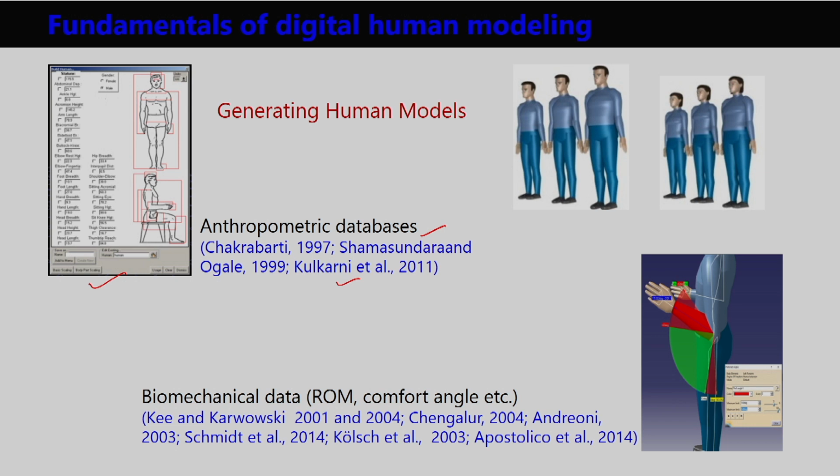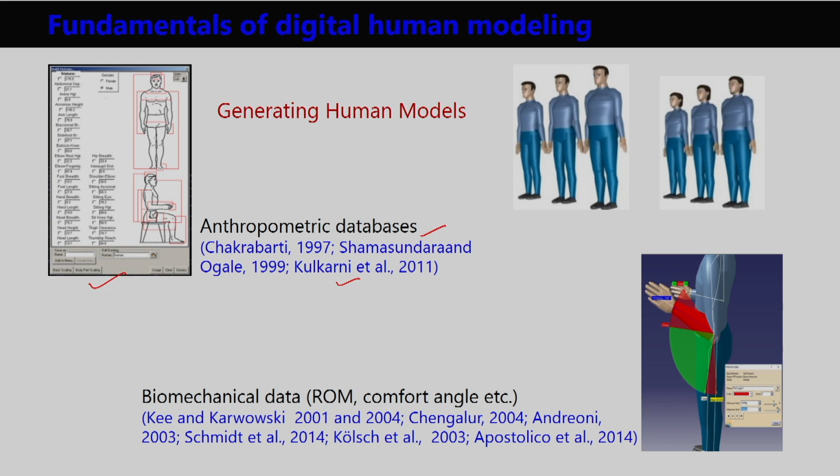Besides this anthropometric variation, another important aspect is biomechanical data incorporation. How can we incorporate biomechanical data in the digital human model, so that subsequently we can go for ergonomic evaluation? For biomechanical data incorporation, we need to know the complete range of motion for each of the body joints, its degrees of freedom and comfort range of motion. Various databases are available related to range of motion data as well as comfort databases.